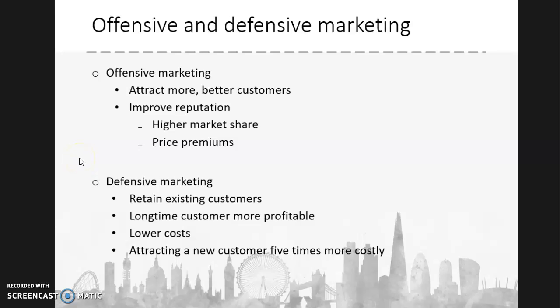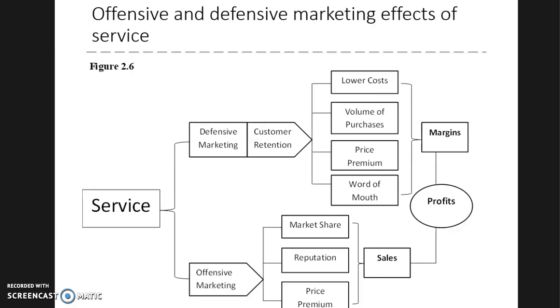This is usually a little bit cheaper. Your longtime customers are more profitable, so it's a lower cost. Attracting a new customer is 5 times more costly. A lot of businesses will tell you that it's much better for them to keep that existing customer than to try to find new ones. So offensive and defensive.